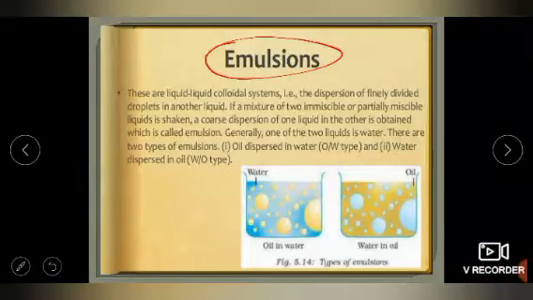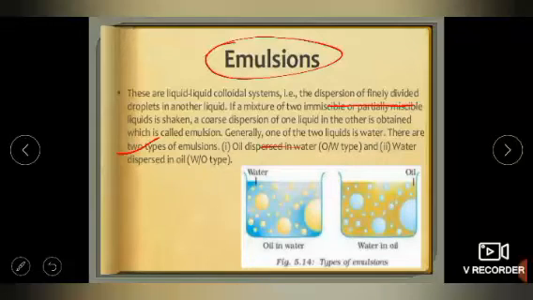Now, emulsion. These are liquid colloidal systems in which finely divided droplets of one liquid are dispersed in another liquid. If a mixture of two immiscible or partially miscible liquids is shaken, a coarse dispersion of one liquid in the other is obtained, which is called an emulsion. Generally, one of the two liquids is water, and there are two types of emulsion: oil dispersed in water, that is oil-in-water type, and water dispersed in oil, that is water-in-oil type.